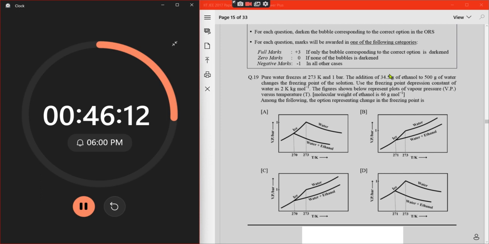So 34.5 upon 23, this guy is your molality, and this times 2 Kelvin kg per mole, okay, got it. Right, this is just the thing. So how much will this be? How do I do this? Just 7879 upon 23.